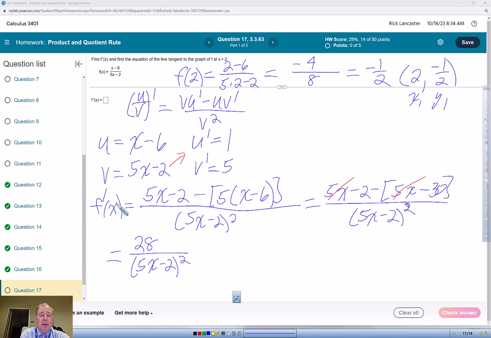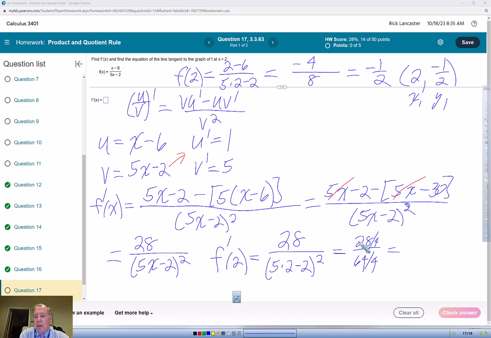To get the slope for our point slope form, we need to evaluate this at x equals 2. So that's 28 over 5 times 2 minus 2 squared. So that's going to be 10 minus 2 is 8. 8 squared is 64, so I get 28 over 64. Both of these are evenly divisible by 4. So that's going to be 28 divided by 4 is 7. 64 divided by 4 is 16. So our slope is 7/16.